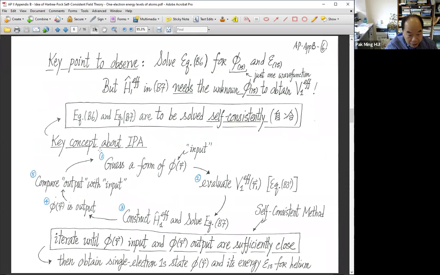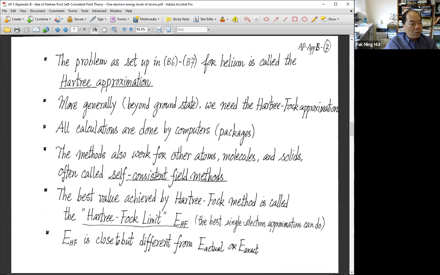So this is depicted here, okay? First, you guess. Second, you evaluate that term. Third, you solve the Schrödinger-like equation. You have an output. You compare the output with input. You keep on looping this until you get a self-consistent solution, okay?